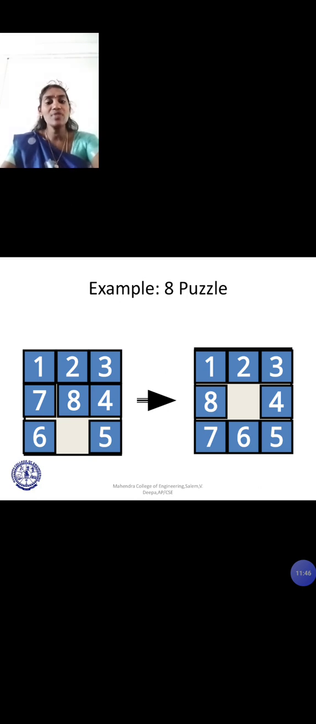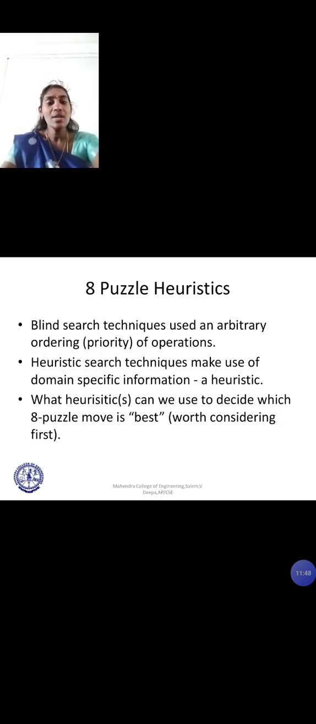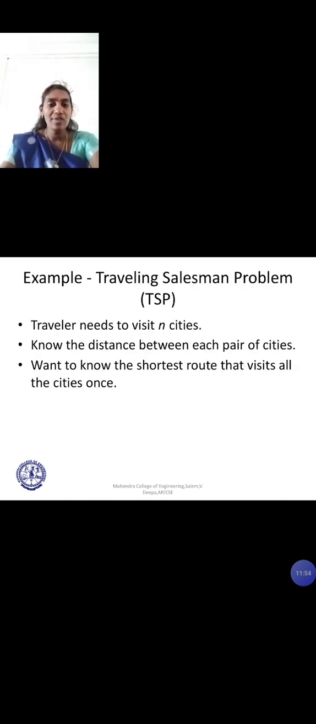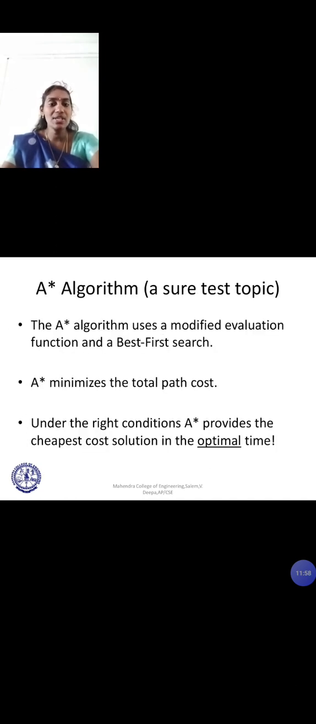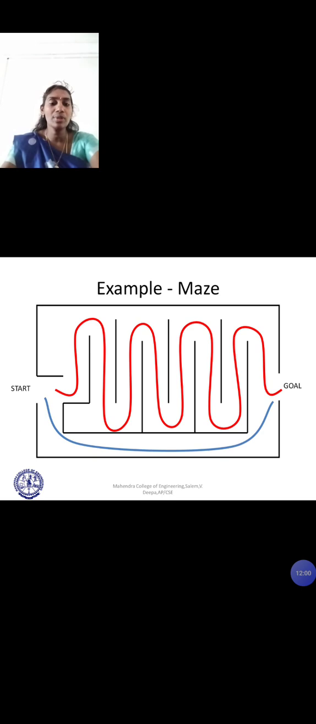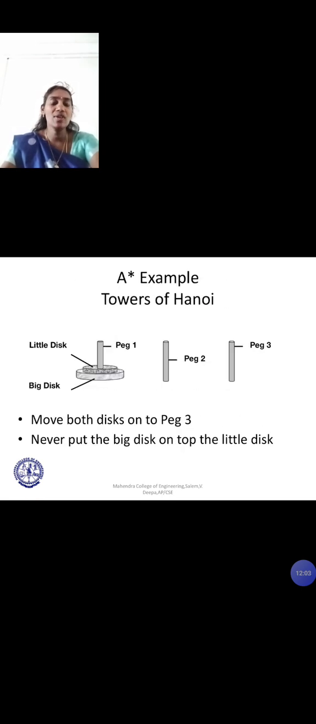So as we are seeing, this 8 puzzle problem or the 8 puzzle heuristic problem, the traveling salesman problem, finding a path to reach the destination, generate and test examples, and then the A star algorithm. Finally we have the Towers of Hanoi, where we reach the goal by the process to be undergone. So these are the best examples for heuristic search.